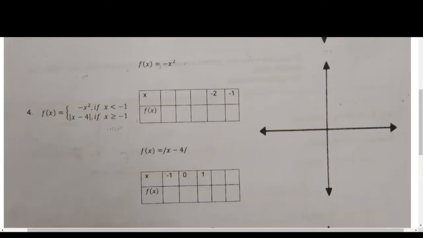Let's try this fourth number. Ayan, ito medyo kakaiba na. Okay? Kasi hindi na linear functions ang mga components ng ating piecewise function. So, as you can see, we have a quadratic function because the exponent is 2. And we have an absolute value function. So let's start with f of x equals -x squared. This is going to be the graph when x is less than -1.